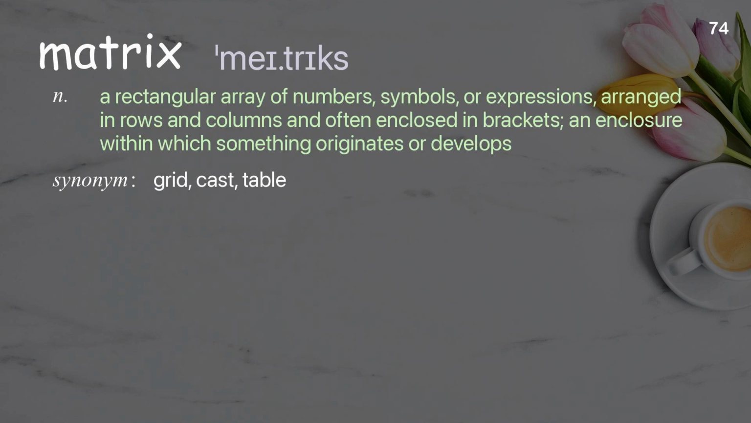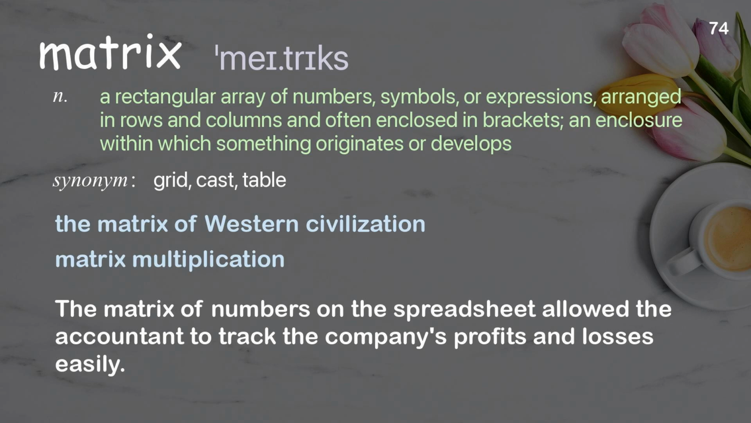Matrix. A rectangular array of numbers, symbols, or expressions, arranged in rows and columns and often enclosed in brackets, an enclosure within which something originates or develops. Examples: The matrix of Western civilization. Matrix multiplication. The matrix of numbers on the spreadsheet allowed the accountant to track the company's profits and losses easily.